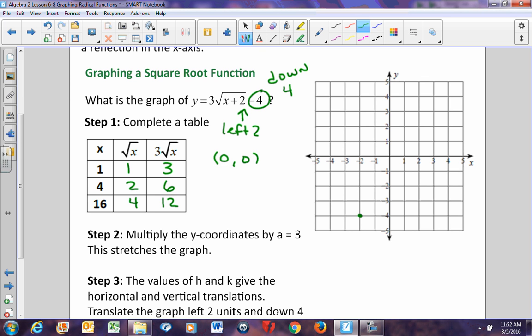And then, if you think about it, this is the stretch. Now we need to take care of the vertical change and the horizontal change. So after we have the value of 3, we go left 2, and we go down 4. So you should have a graph that's of this caliber. You're going to just shift everything. Remember, originally, your graph looked a little like this. Now we're shifting it. I should probably use a different color from that, but that's my parent function. My new graph then, I'm going to put it in this color.